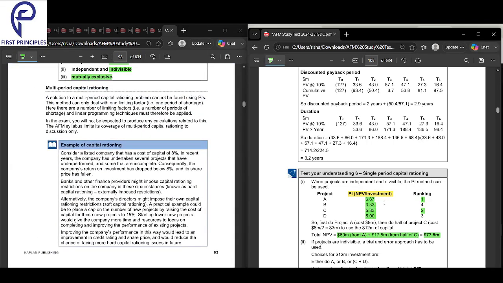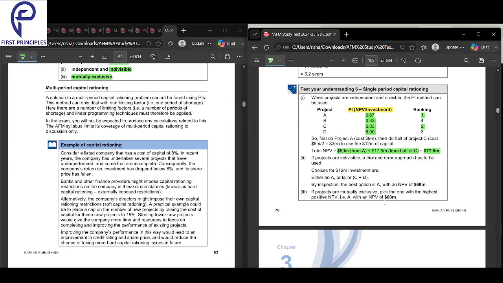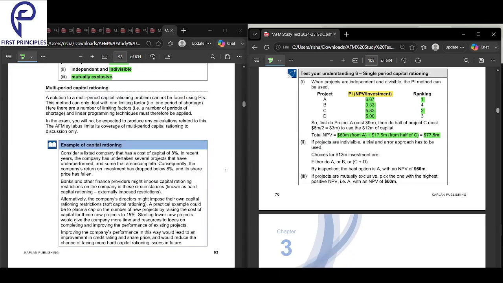So whenever there is a multi-period capital rationing, what do you mean by multi-period? You will not be expected to produce any calculation related to this. The AFM syllabus limits its coverage of multi-period to discussion only. So in multi-period there is no calculation in the AFM syllabus. So what does multi-period basically mean in simple words here?